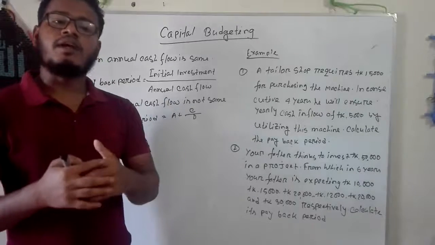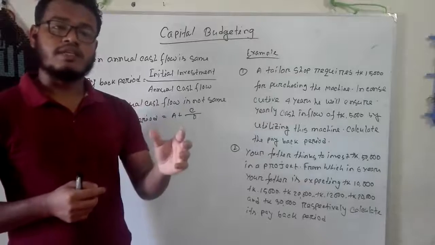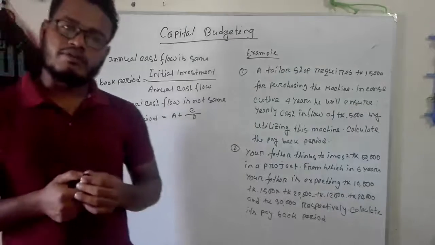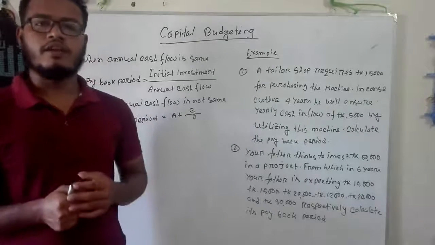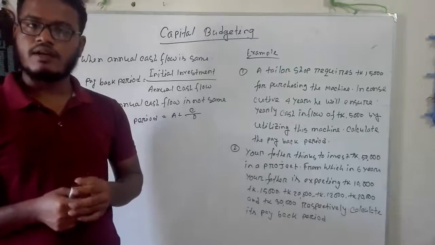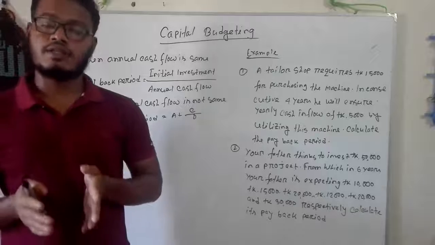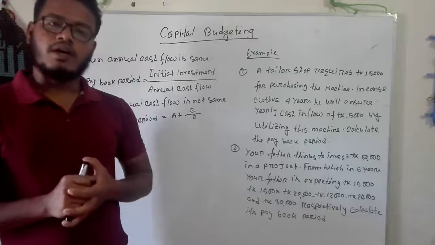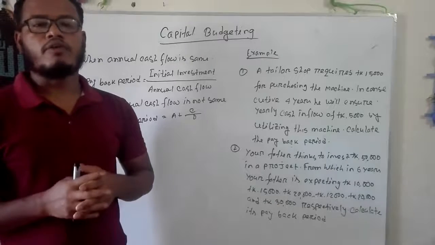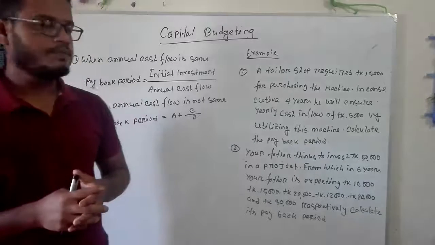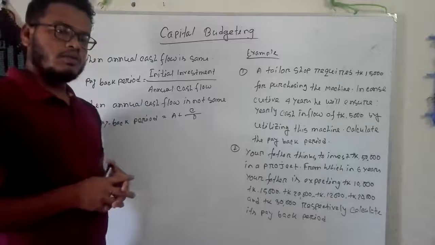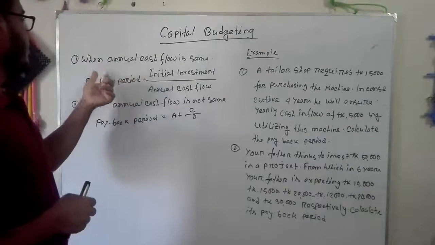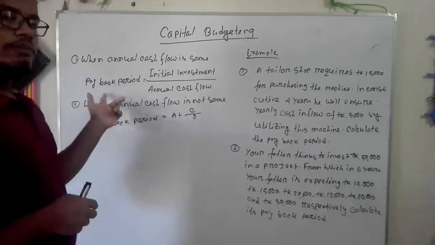When the cash flow of each year is not the same, suppose the first year cash inflow is 5000 taka, the second year cash inflow is 7000 taka, 5000 taka and 7000 taka are not the same. That's why we apply the second formula to find out the payback period. So dear students, I am also mentioning the two formulas here, the formulas of payback period.